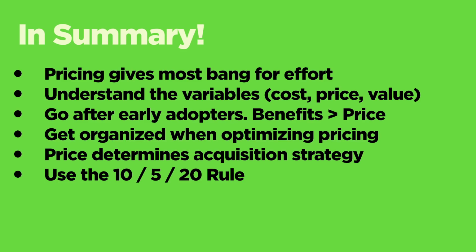Use the 10-5-20 rule. Set a price that is 10x, that is a tenth of the value. Increase prices by 5% until you are losing 20% of the deals.